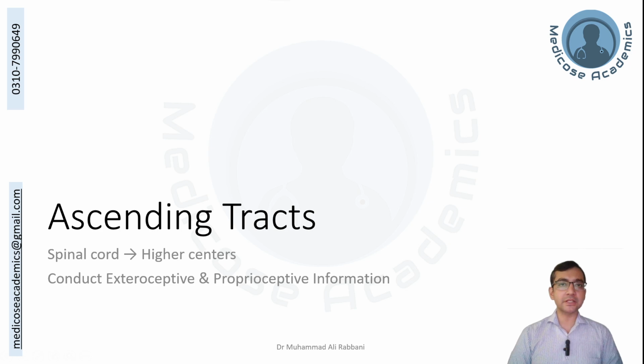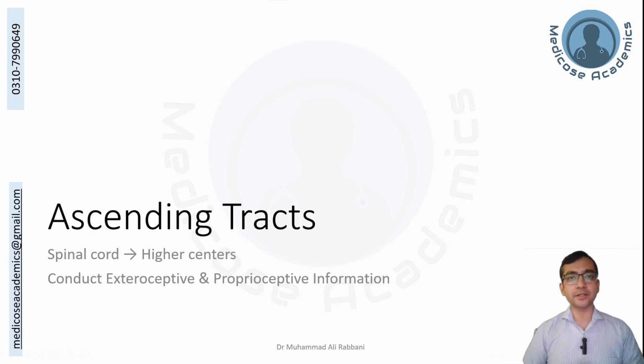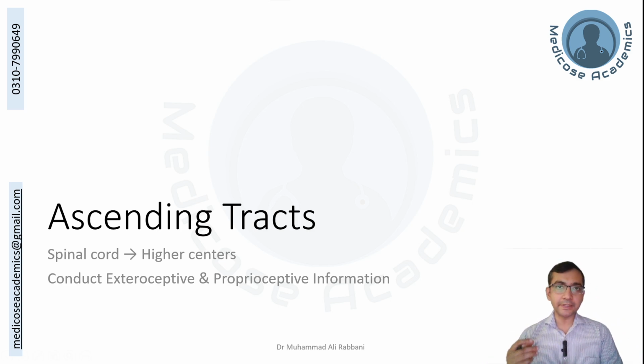Now we are going to discuss the ascending tract. As the name indicates, these are the tracts that take the signal upward. They are ascending with their signals, taking them from the spinal cord to the higher centers. And they are going to pick up the information from outside the body, the exteroceptive, and from the inside of the body, the proprioceptive information.